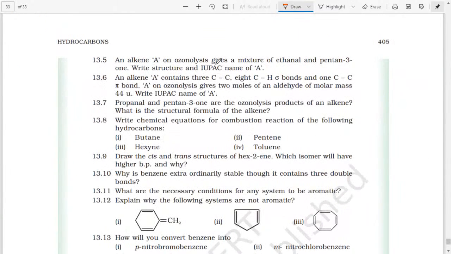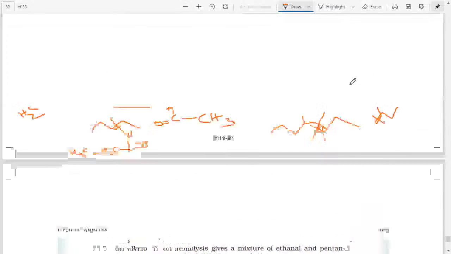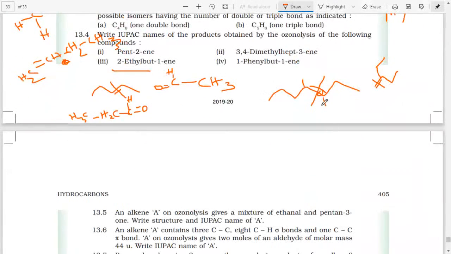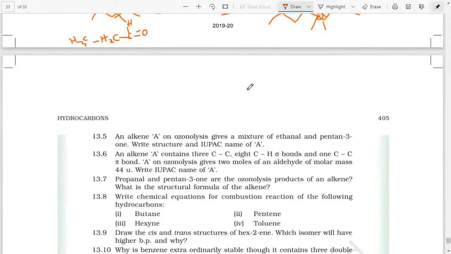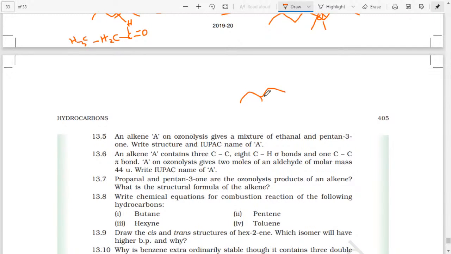Next, an alkene A on ozonolysis gives a mixture of ethanal and pentan-3-one. Write structure and IUPAC name of A. Ethanal and pentan-3-one, what is the compound? Just now we did this. Pentan-3-one is what we get, and it is ethanal. Yes, it is going to give ethanal, and this is 3-pentanone.